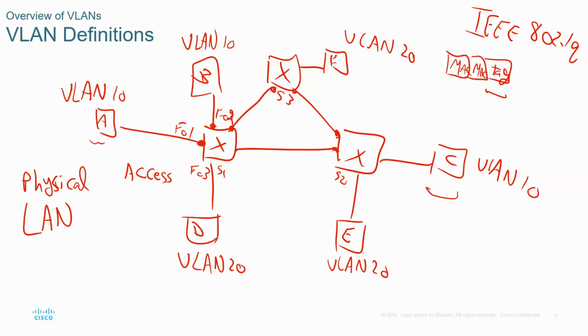Okay, so if I configure F02 in S1 to be a member of VLAN 10, and I receive a packet from B on F02, then I will know that this packet is a member of VLAN 10.